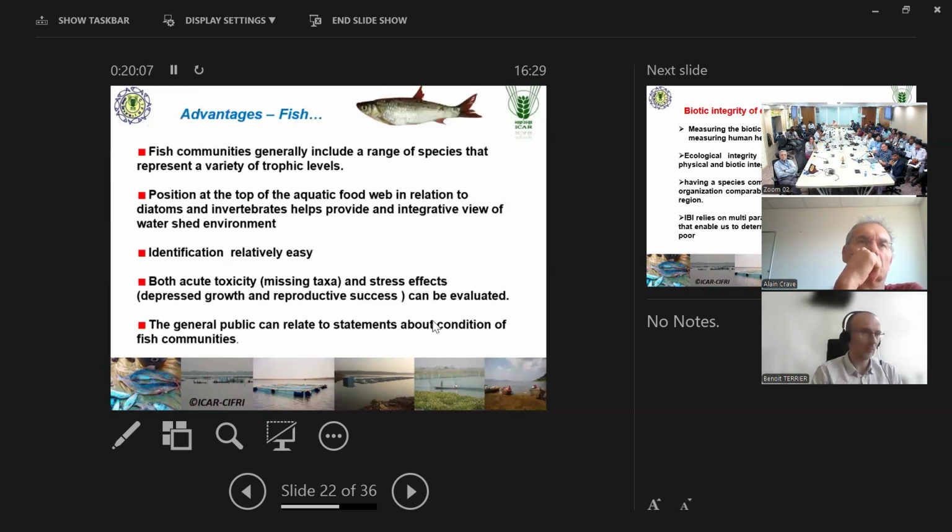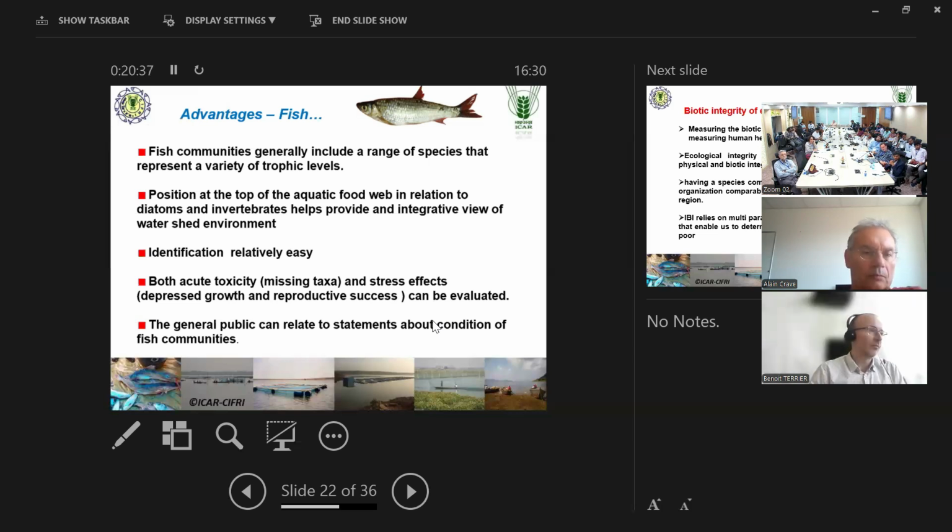But generally we take fish because it is easy to identify. As you say, the spawning, the spawn, fingerlings, we can easily say where they are moving, and we can do the in situ toxicity study in the laboratory. Also, the public can relate to statements about the condition of the fish community, because we have a lot of fishermen all along the Ganga or the Brahmaputra. So from there also secondary data can be collected.